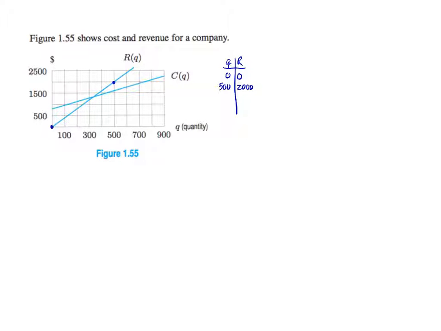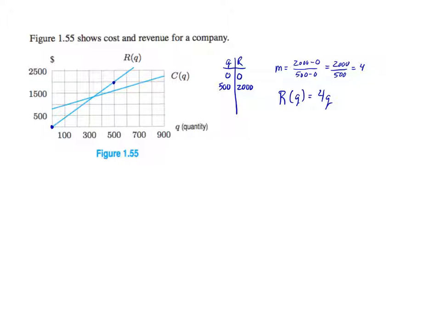So if we use these 2 points to find the slope for the revenue, it would be 2,000 minus 0 over 500 minus 0, which would be 2,000 divided by 500, which is equal to 4. So the slope of the revenue function is 4. We could rewrite the function as R of Q is equal to 4Q. It might be easier to understand the $4 as the price that is charged for the product.